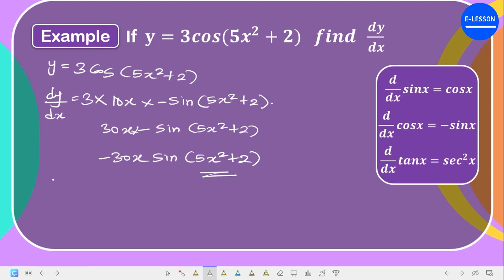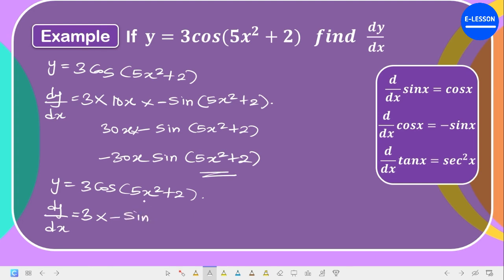Let me take it again. You have y is equals to 3 cos 5x squared plus 2. What do we say? dy over dx is, this value here is a constant, so you take it down, times differentiate cos. What will it give to you? To give you minus sine.